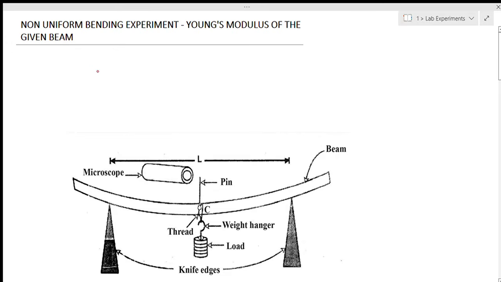The experiment is non-uniform bending. We are going to determine the Young's modulus of the given wooden beam. The formula for this is capital Y. The Young's modulus of the given material is Y equal to g L cubed divided by 4 b d cubed into M by y. The unit for Young's modulus is Newton per meter square.